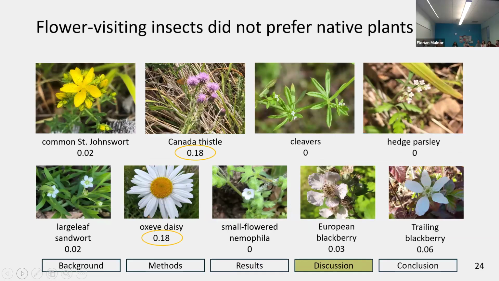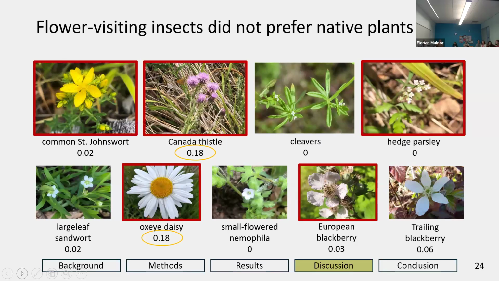So the objective of my study was to figure out what flowering plant species are good food sources for pollinators in oak savanna. And what I found was that flower visiting insects really liked Canada thistle and oxeye daisy. And my hypothesis was that flower visiting insects, or pollinators, I guess, would specifically prefer certain species of native plants. But these two species are actually invasive. So that is not what I expected at all. But flower visiting insects did not prefer only invasive plants.